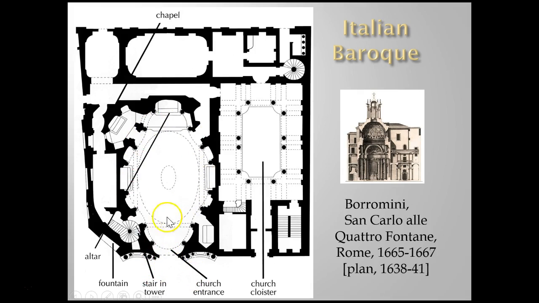We'll take a look at the interior. It's gorgeous in this dome. There's a stair that leads up and goes into the tower or the lantern. And then the altar is back here. And then here you see it's really crammed up against the church cloister on this side. And yes, you do need to know the floor plan. Both churches I've talked about so far are on your list of 250 AP works that you have to know.